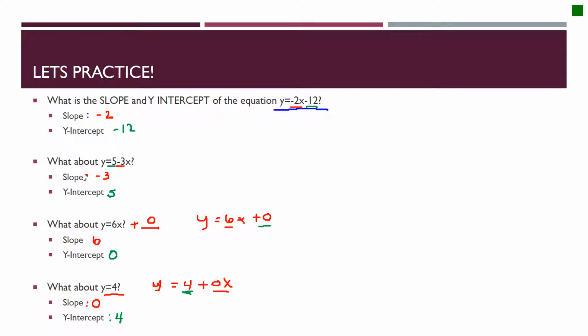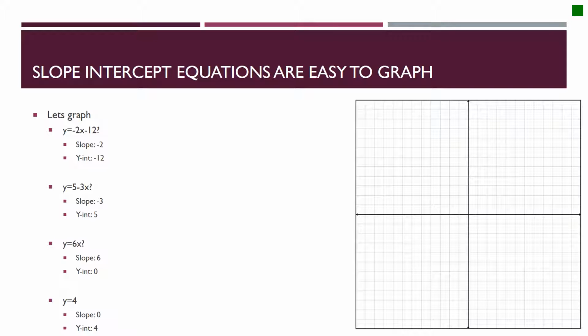So now that we've found the slope and the y-intercept for all of these equations, what is the point? What are we going to do with it? Okay, so now that we have our slope and our y-intercept for each of our equations, it becomes very easy to graph. So I'm going to go ahead and do the first one for you as an example, and then I'd like you to pause the video and work on graphing these on your own.